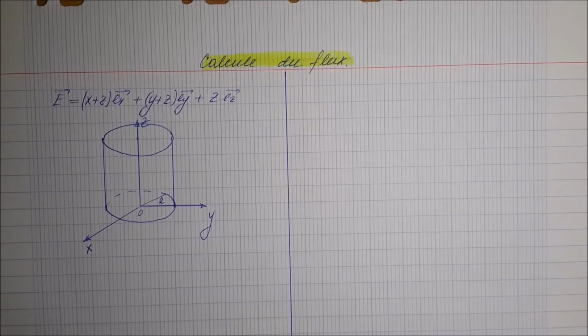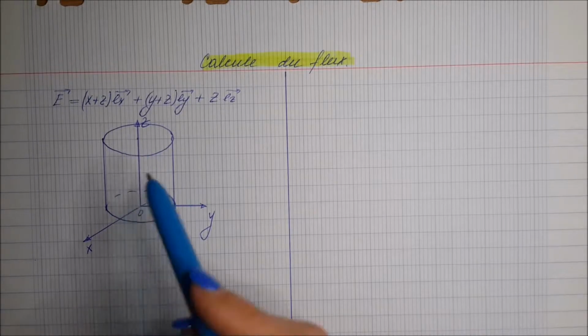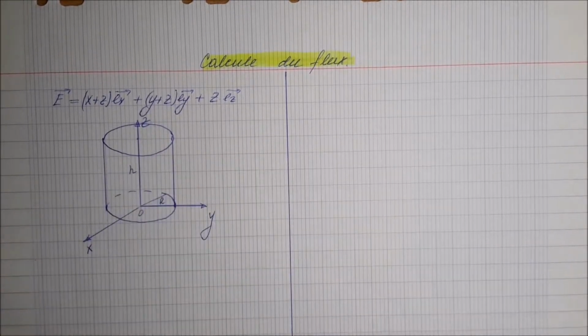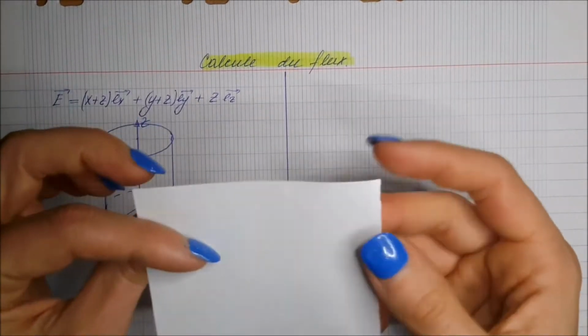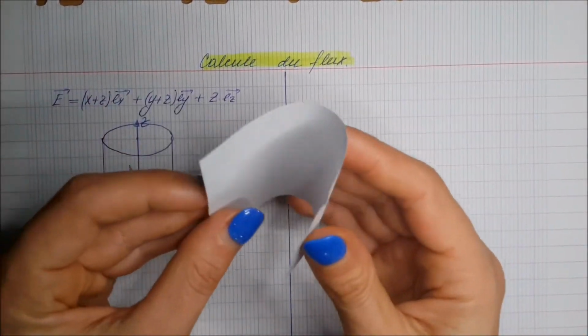Hi, in this video we will see how to calculate the flux of the vector field across the open surface in the form of a cylinder. So we have a vector E and we have an open surface in the form of a cylinder with radius r and height h. What is an open surface?